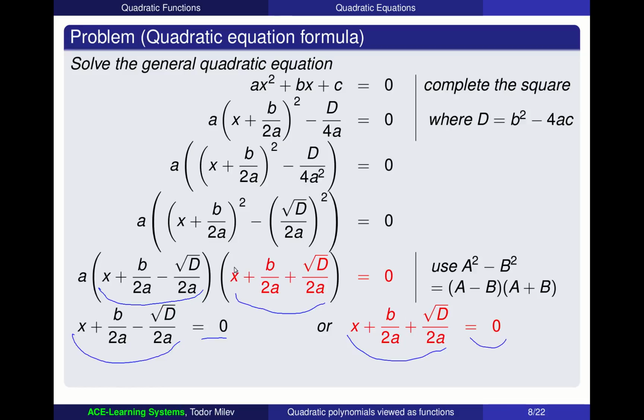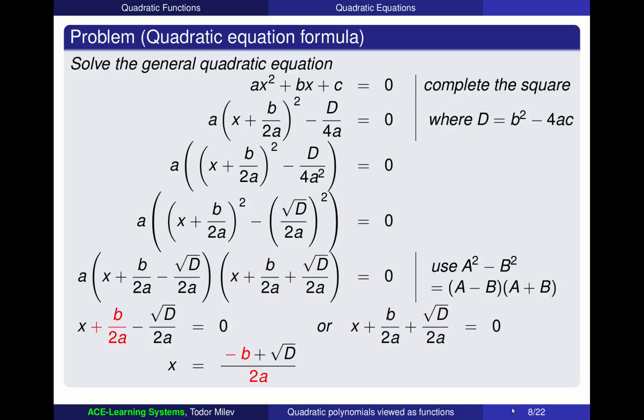Once again, either x plus b over 2a plus radical of d over 2a must be 0, or x plus b over 2a minus radical of d over 2a must be 0. One of the two must hold. We're almost done. All that remains is to solve. Now we've got two linear equations in x, the left-hand one and the right-hand one, and we can immediately solve for x.